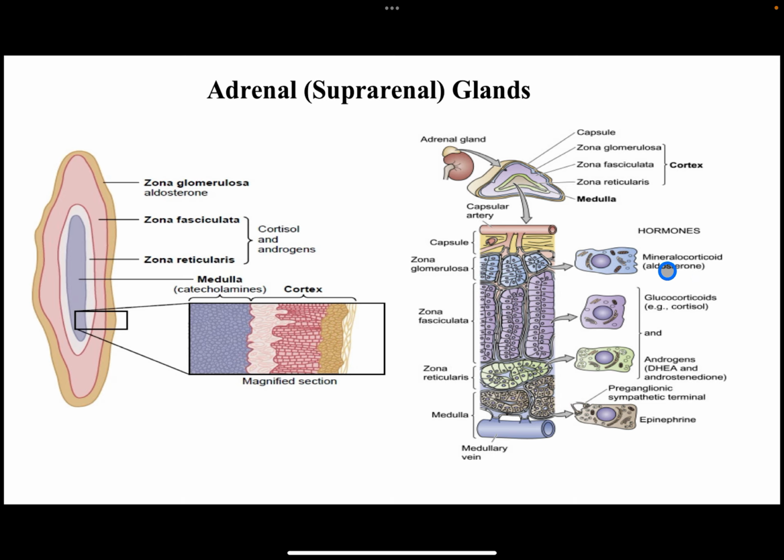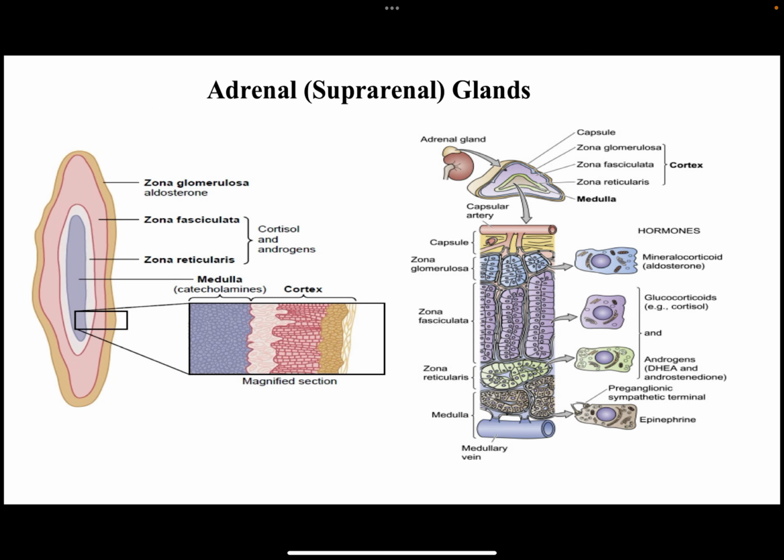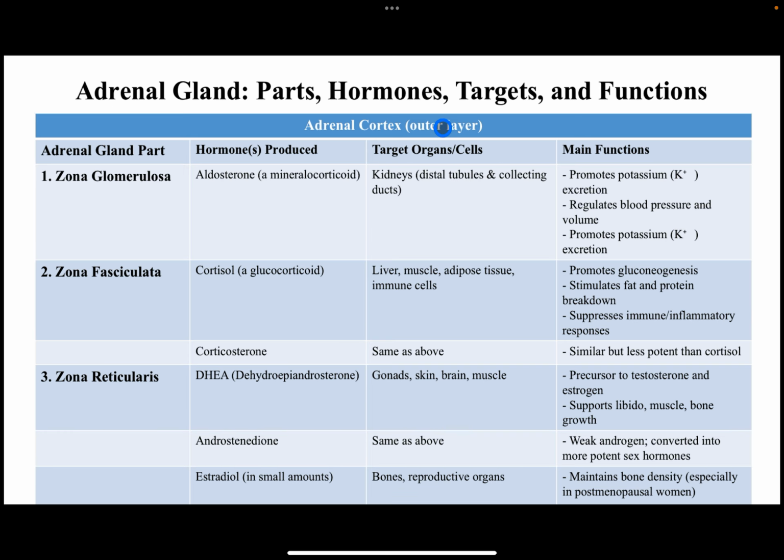And this hormone actually works to increase sodium reabsorption. Okay, and then it also works to increase potassium excretion, like we said earlier. Is that okay? So now let's go to the table. So the adrenal cortex, the outermost layer, how many zones? Like we said, 3 zones: zona glomerulosa, zona fasciculata, zona reticularis. The zona glomerulosa secretes the mineralocorticoids, aldosterone. The target organ for this hormone is the kidneys, distal tubules, and collecting ducts.